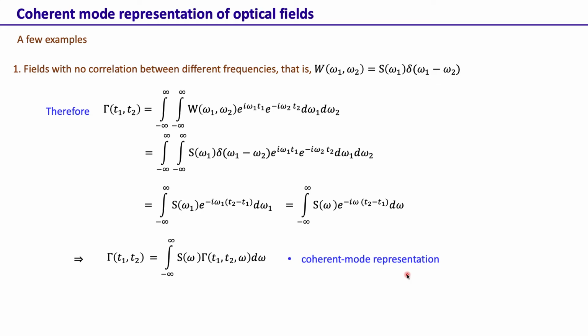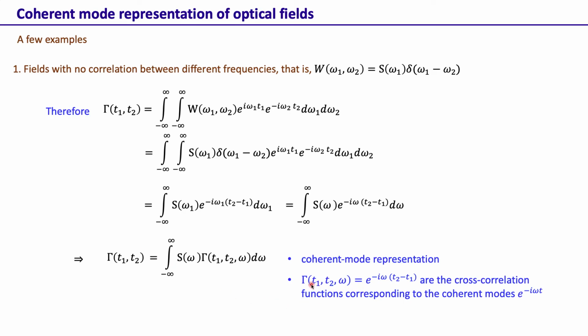This is just one example of the coherent modes, and this is when we know this about the field. Again, this is just one example, and here Γ(t1, t2, ω), which is e^(−iω(t2 − t1)), is the cross-correlation function corresponding to the coherent mode.